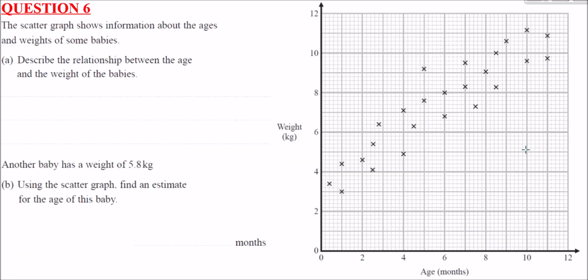Question 6, we have a scatter graph showing the information about the ages and weights of some babies. Describe the relationship between the age and the weight of the babies. So as you can see, age increases along the x-axis and the weight increases along the y-axis. And surprise, surprise, as babies get older, they grow in weight as they approach infancy, then toddlers, then children and adults. So obviously, as age increases for babies, the weight's going to increase as they grow and get older.